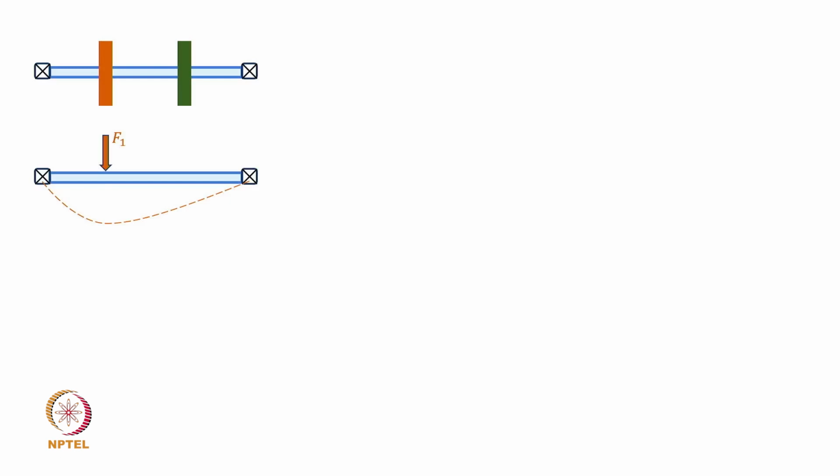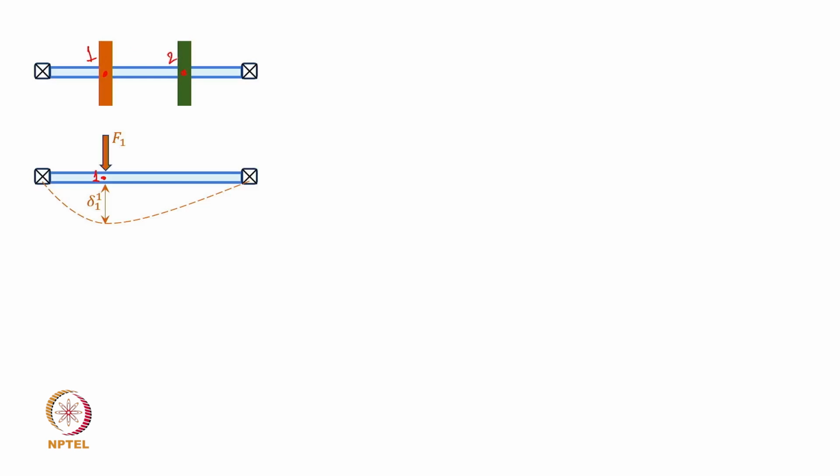So, the deflection here is defined as delta 1 1, which means that at location 1 the deflection is delta due to force applied at the same location, but this force also generates a deflection at this location as well, right. So, this is your location 1 and this is your location 2.